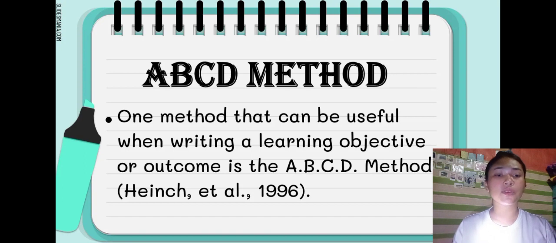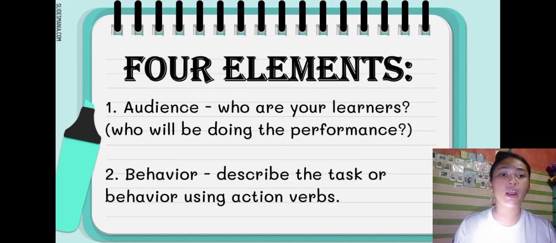According to Hinch et al., 1996, one method that can be useful when writing a learning objective or outcome is the ABCD method. This method is used to create a clear and effective objective. There are four elements: the audience, behavior, condition, and the degree.